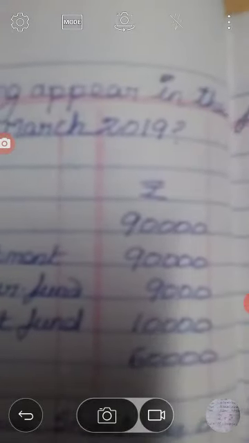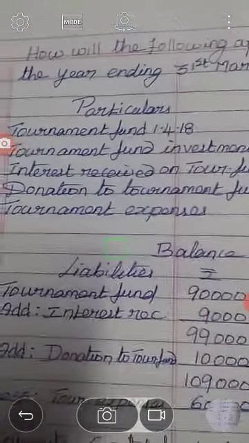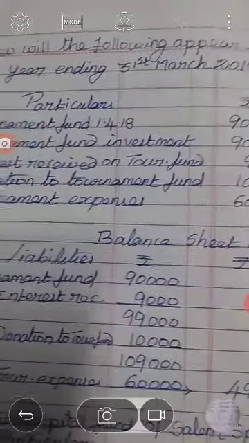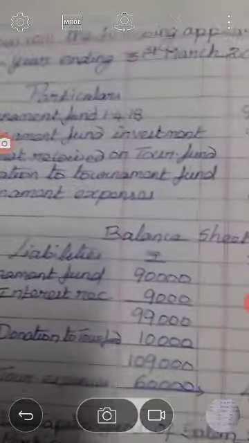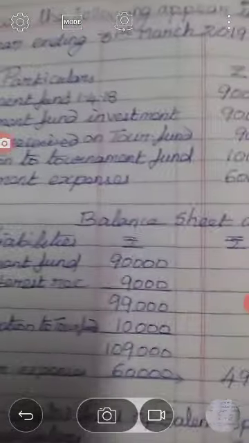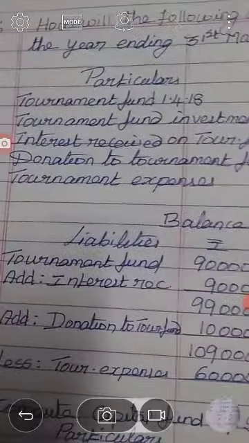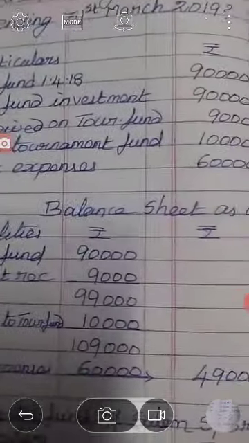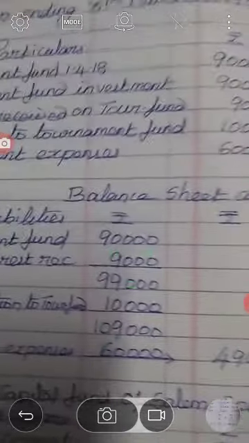18, page number 76. How will the following appear in the final accounts of Karaikudi Sports Club for the year ending 31st March 2019. Here tournament fund, so it is a liability. Tournament fund is a liability. Tournament fund 90,000. So then tournament fund investment 90,000. Then interest received on tournament fund 9,000. Then donation to tournament fund 10,000. Then tournament expenses 6,000.